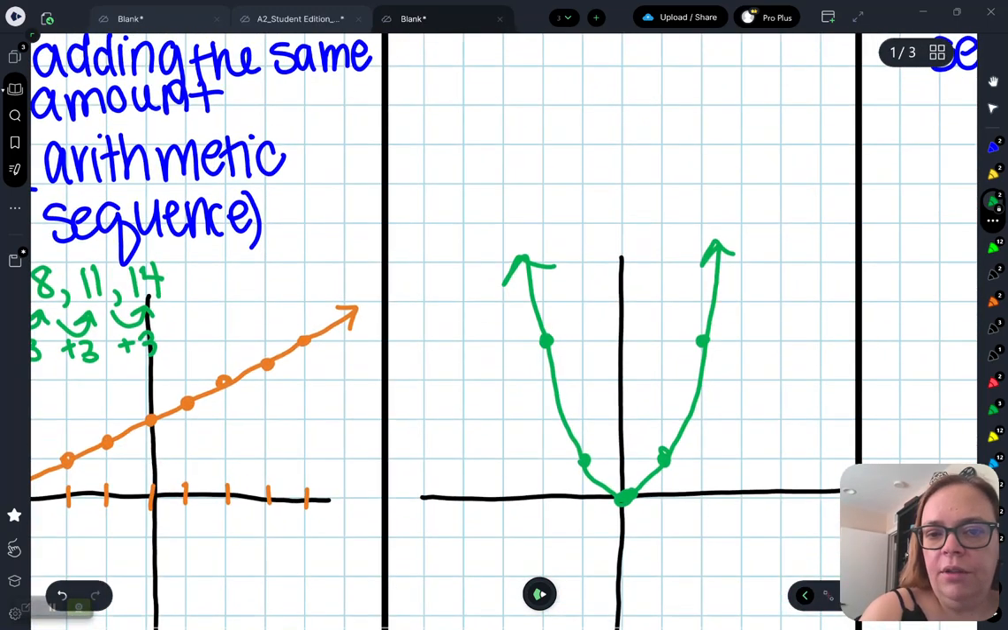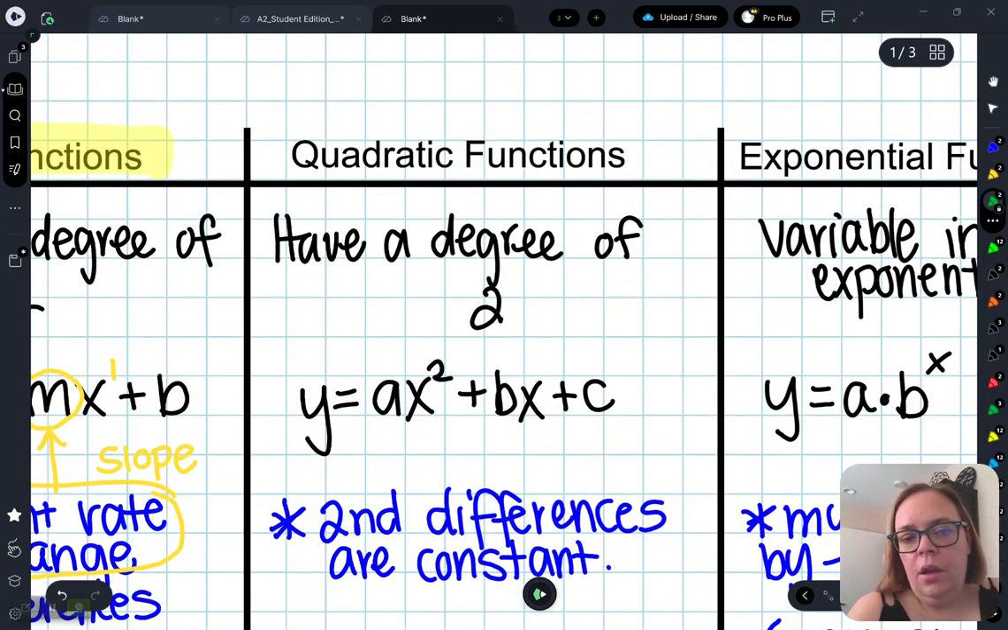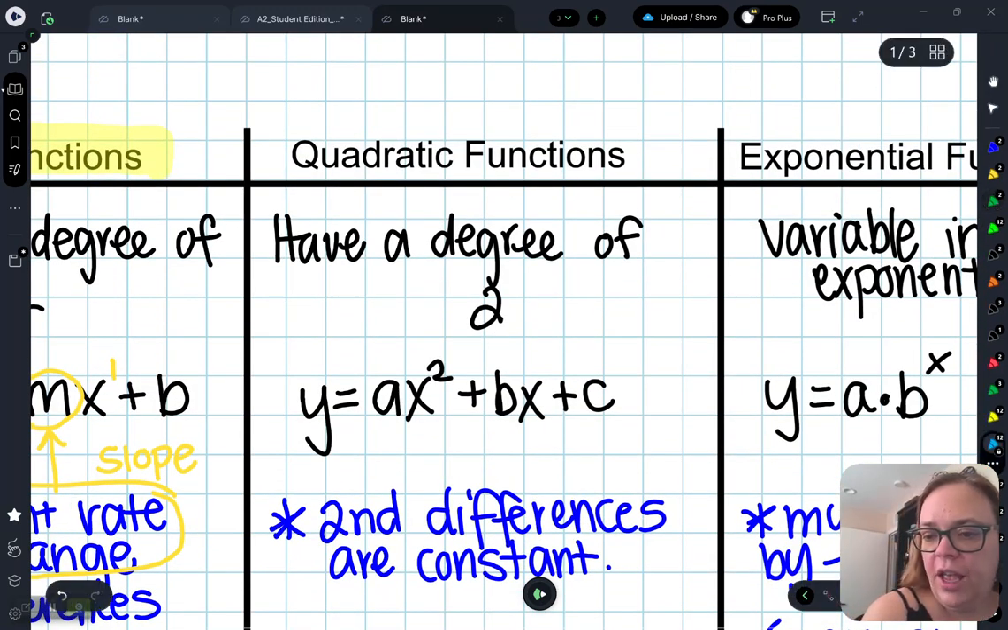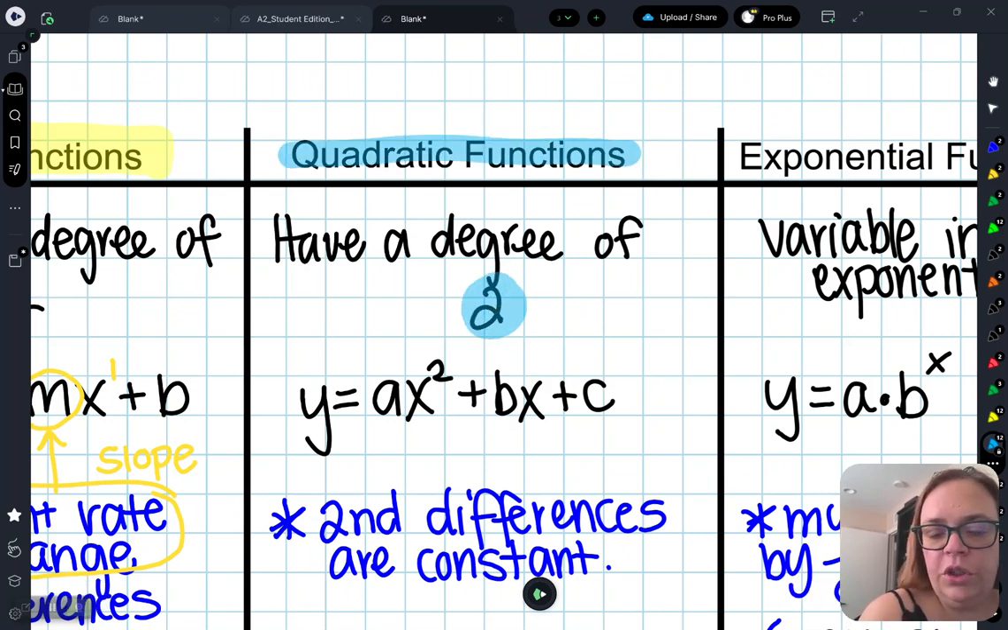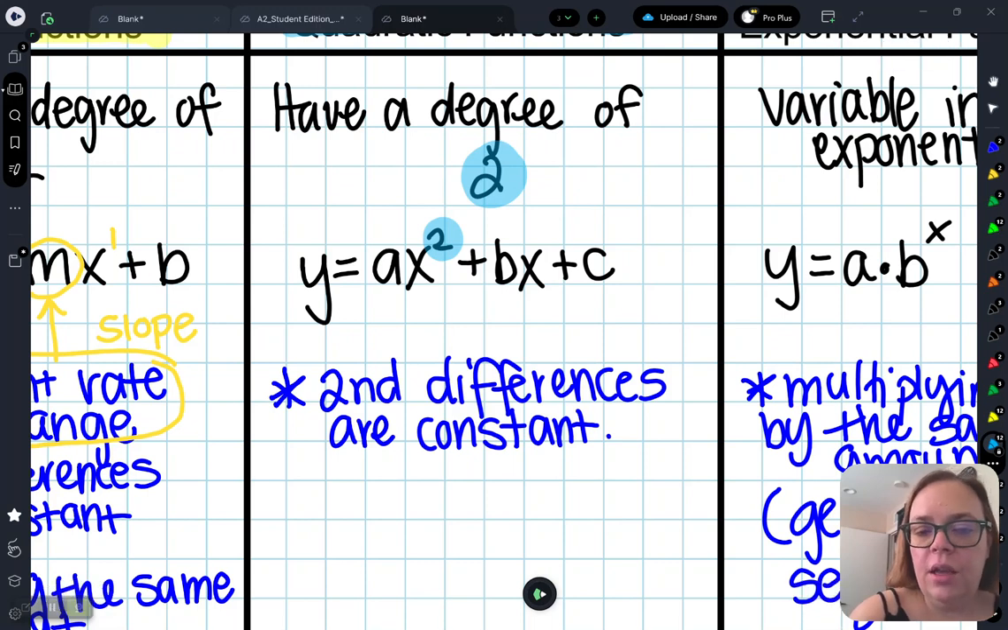All right, so now let's look at another type of function, quadratic. Quadratic functions have a degree of 2, which means they have an x squared as their highest power. And you may remember this from algebra as well. The standard form for a quadratic is ax squared plus bx plus c. And its second differences are constant.